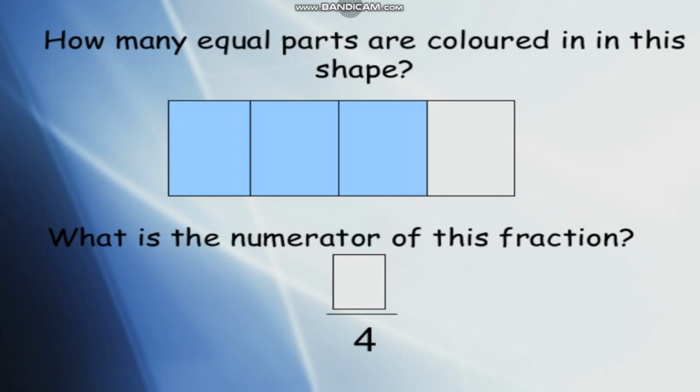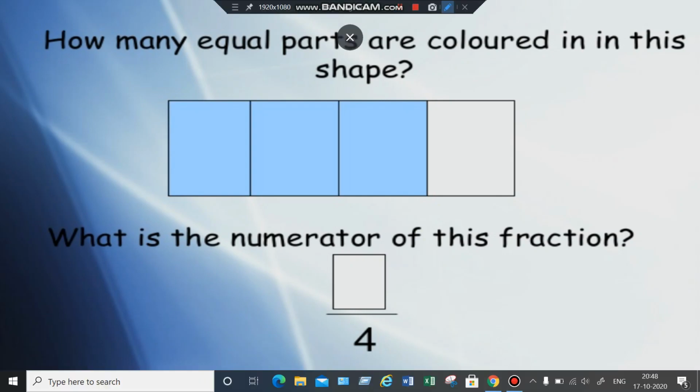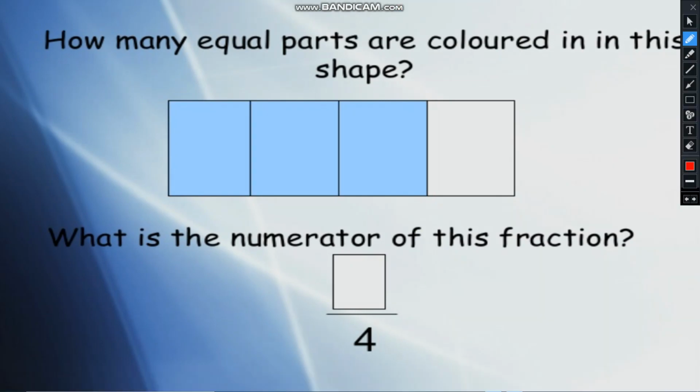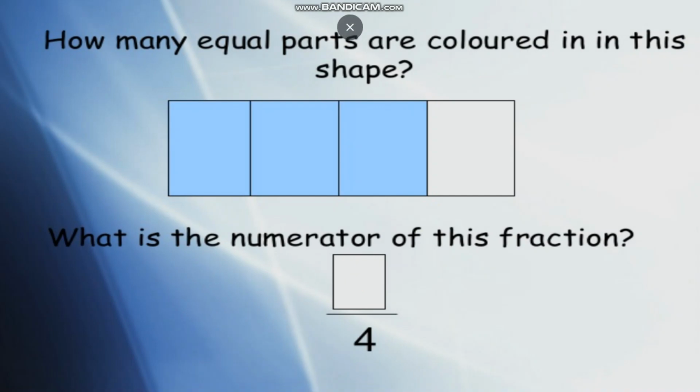Now if we take this shape here, 3 parts are colored. In total how many parts were there? We have already mentioned here 4. Now how many of them are colored? 1, 2 and 3. So the numerator will be 3. That means out of the 4, 3 parts are shaded, or 3 parts are taken away, or 3 parts are colored. Now let us move ahead.